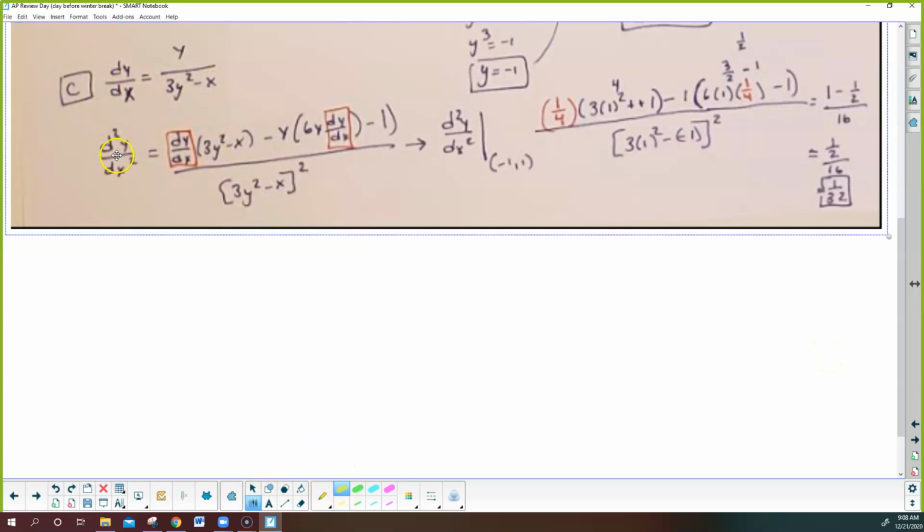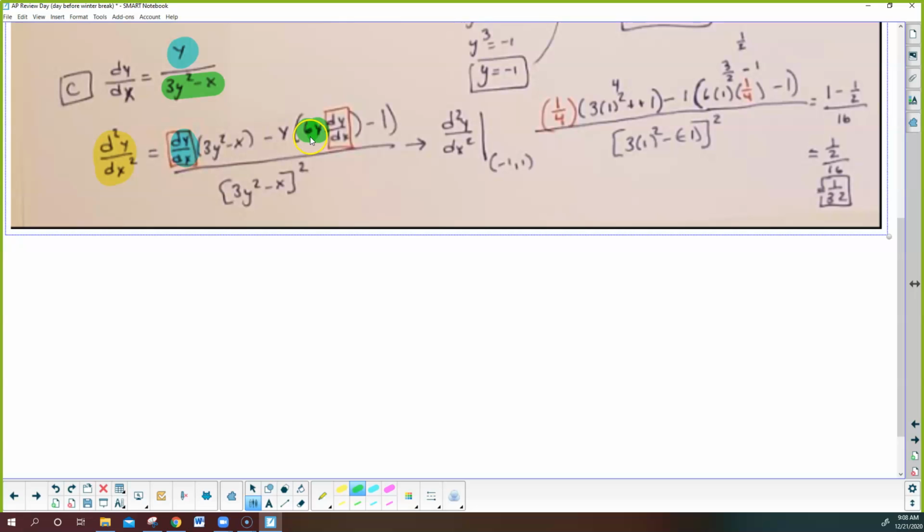Okay, they're saying find the second derivative. So I have to take the derivative of what was already given, which is the quotient rule. So I'm going to take the derivative of the top. And let's look at that. The derivative of y is dy/dx. So it's the derivative of the top times the original bottom minus the original top times the derivative of the bottom. Now notice, if I take the derivative of the bottom, the 2 comes down. 2 times 3 is 6. That's where that 6 comes from.